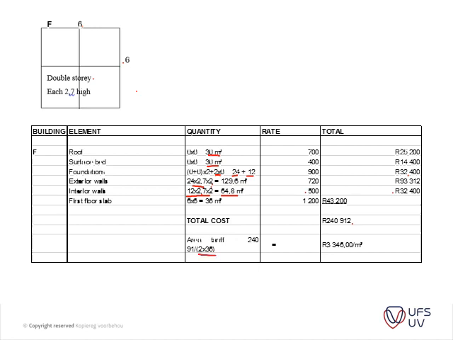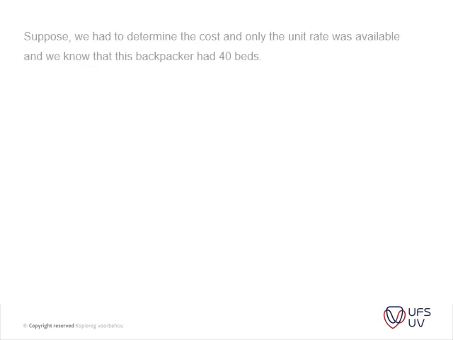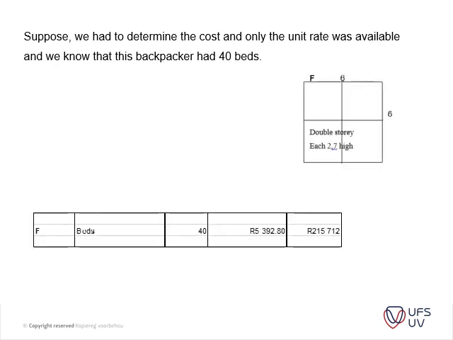Remember, this is something that you need to remember. Our total square meter area is now the ground floor and the first floor. So you divide it by 36 times 2. Very straightforward. Now suppose we had to determine the cost and only the unit rate was available, and we now know that the backpackers had 40 beds. Same story. We've got our total costs. We take our previous rate per bed, and now we just multiply it by 40 to get our new construction cost. Very straightforward there.